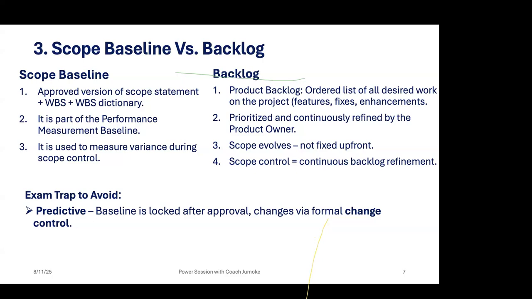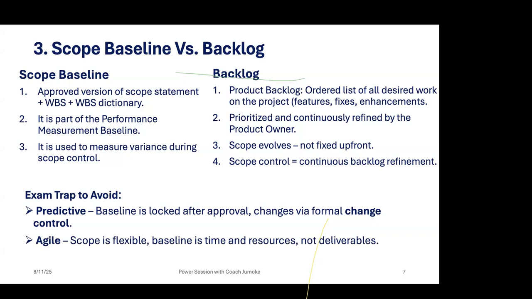Okay, so be mindful of that. And then for Agile, scope is flexible. Baseline is time and resources, not deliverables. Not that, well, we must deliver this. For predictive, it is we must deliver this.